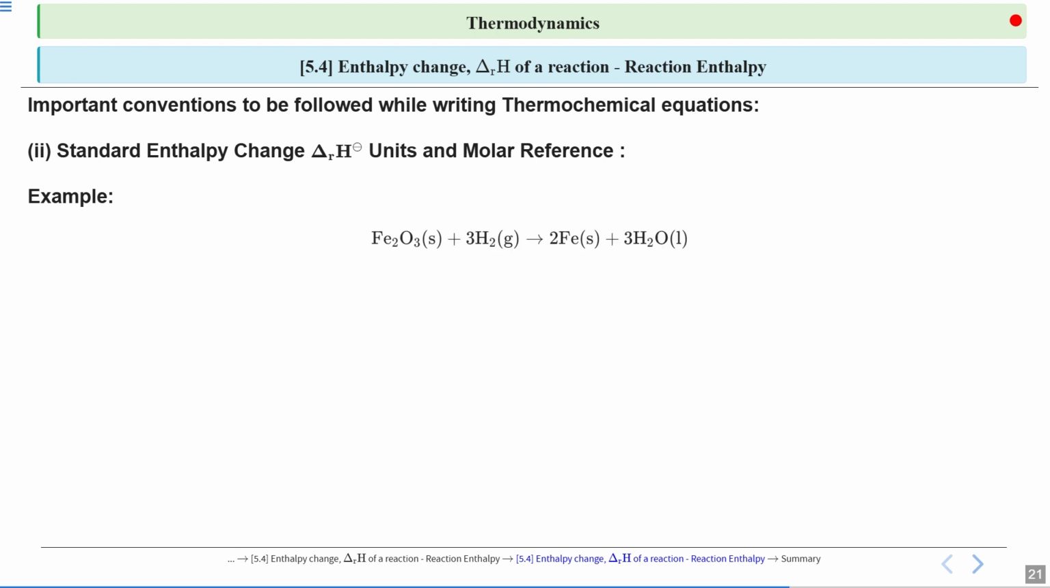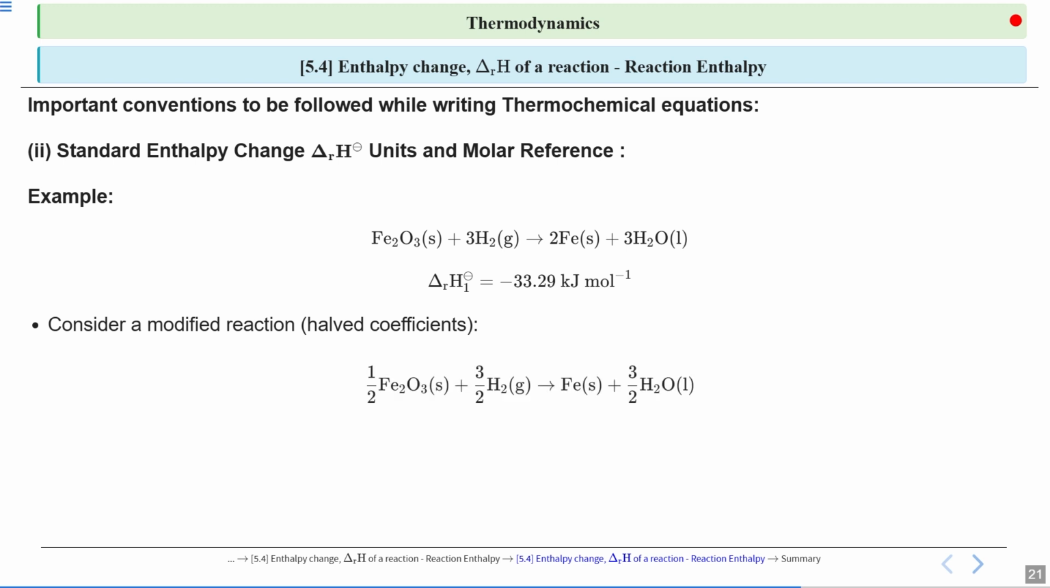Suppose you are seeing iron oxide reacting with hydrogen to give us iron and water. Then, in this case, your delta RH1 naught is minus 33.29 kilojoule per mole. Let us modify the reaction. What will happen? We will change the coefficient.